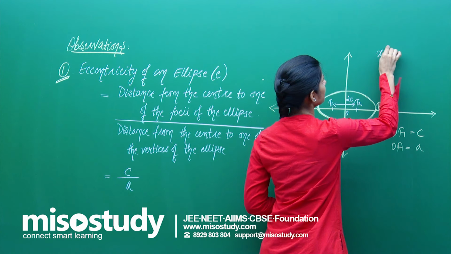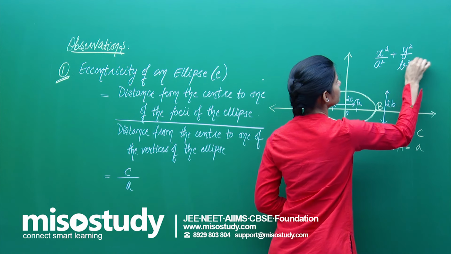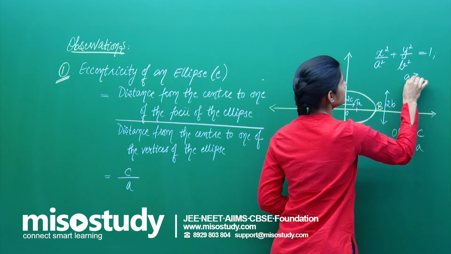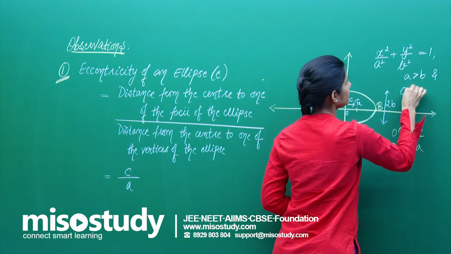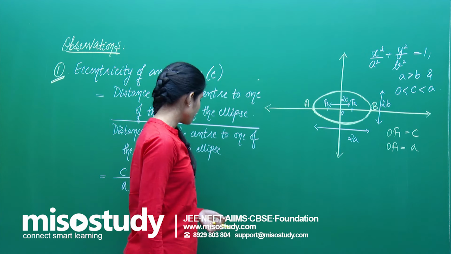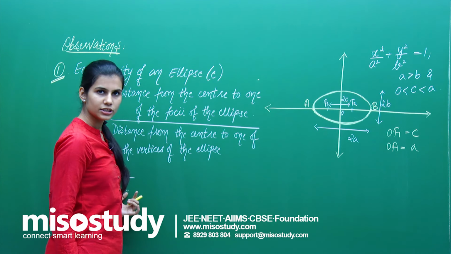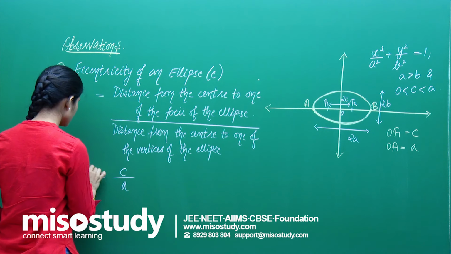There is no problem in writing a in the denominator because I know this is the standard form whose equation is given by x square by a square plus y square by b square equals 1, where a is greater than b and 0 is less than c less than a, this implies a is greater than 0. So because a is a positive real number, I can write a definitely in the denominator. Eccentricity is denoted by e.